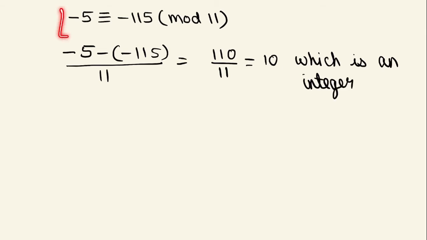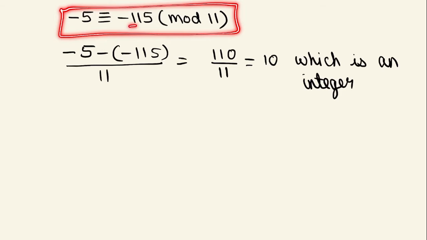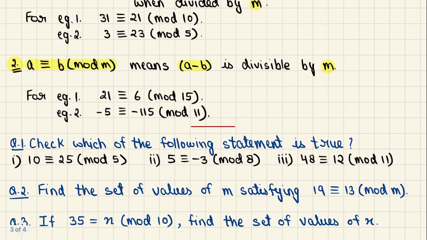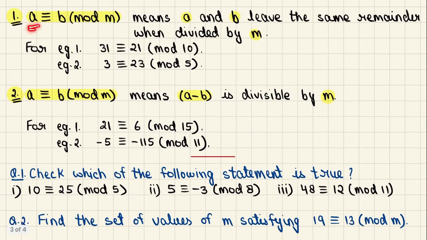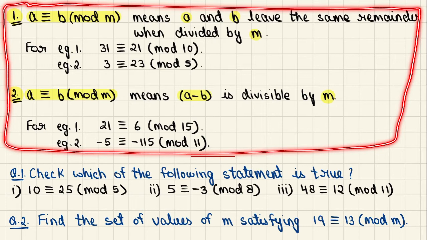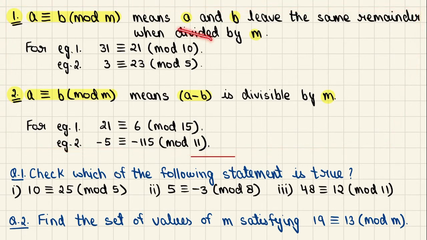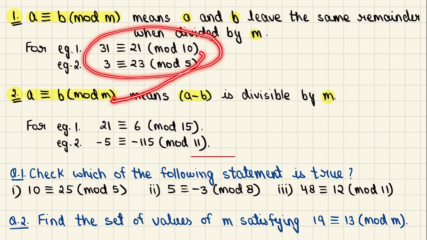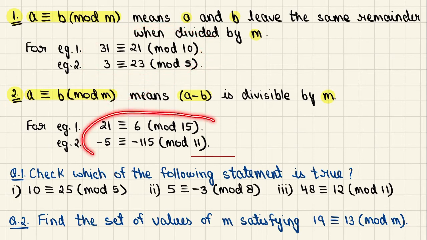Therefore, we can say minus 5 is congruent to minus 115 mod 11 is a correct statement. So, the same thing, A is congruent to B modulo M, you can understand by two ways which we have discussed right now. That means these two examples you can explain with the help of this definition, as well as these two examples you can explain with the help of this definition. Both the definitions can be applied to any statement.